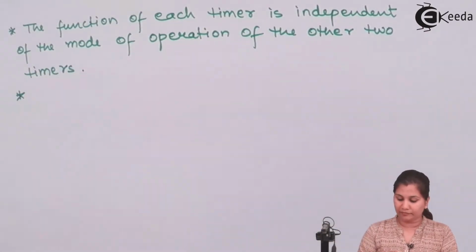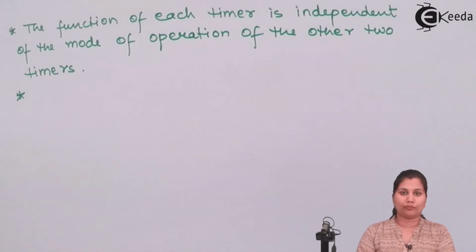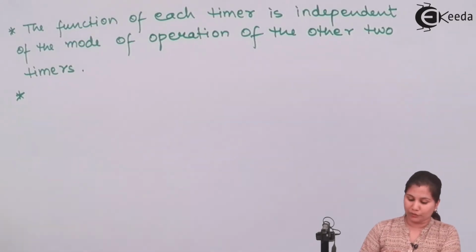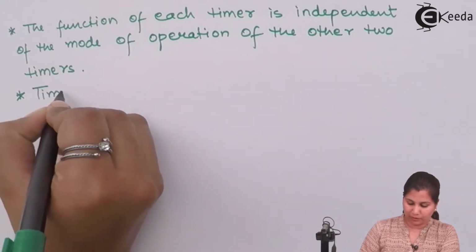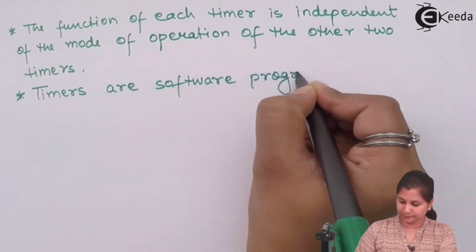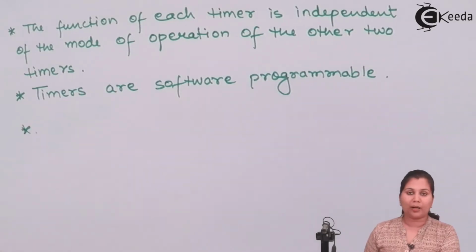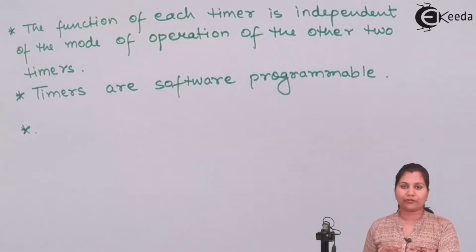So we can change the modes of operation of all three timers, or we can say that the timers are software programmable. We can write the software instructions for it. We are going to write the control word for each of the modes, and those control words decide which timer is working in which mode. So the timers are software programmable, and we can change the operation of each of the timers. So this was about the three timers of the 8253 IC.